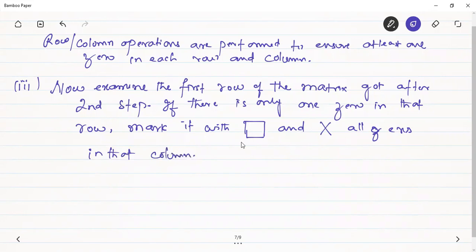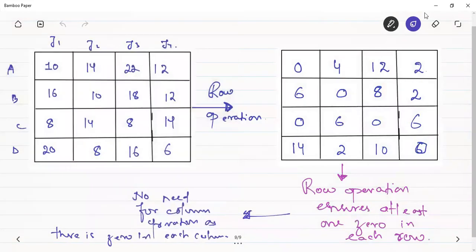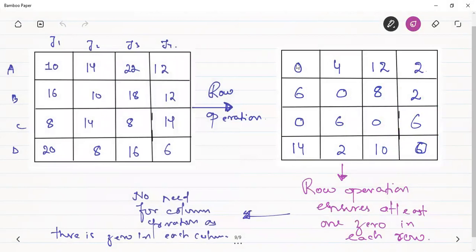Okay, क्या कह रहा है ये? Examine the first row of the matrix that we obtained after the second step. If there is only one zero in that row, mark it with a square and cross all the zeros in that column. So let us apply this step here. Okay, this is the matrix which we have obtained after the row and column operation. So look at the first row. There is only a single zero.